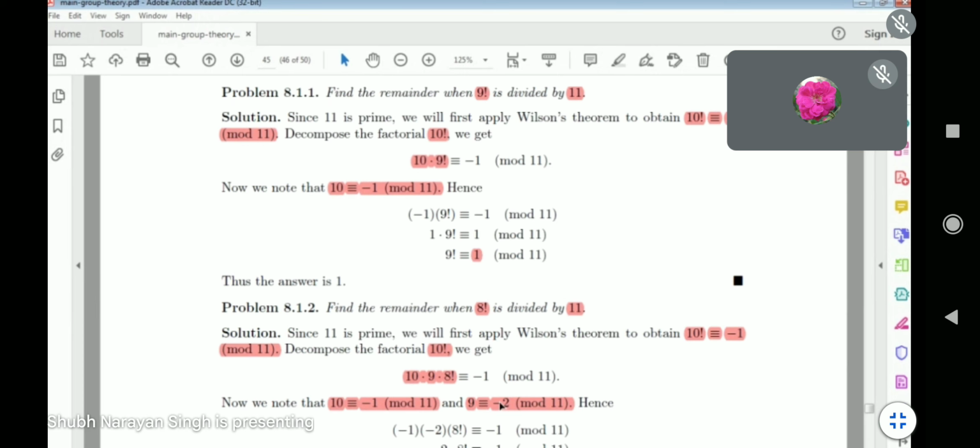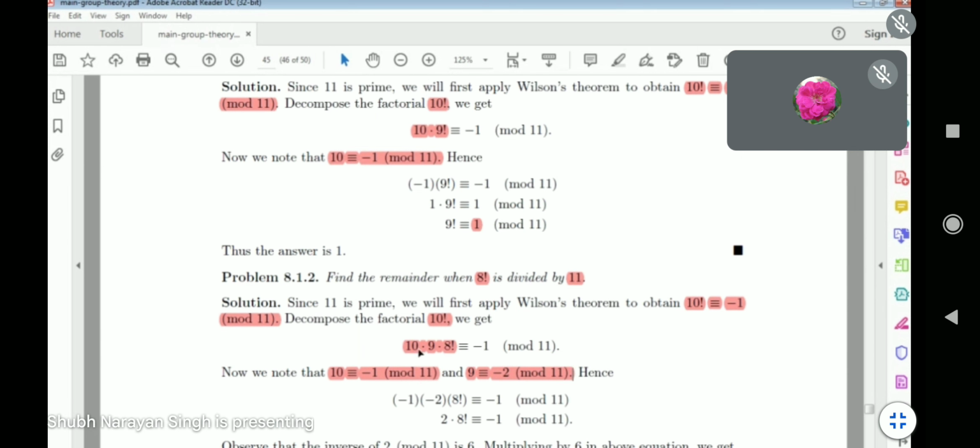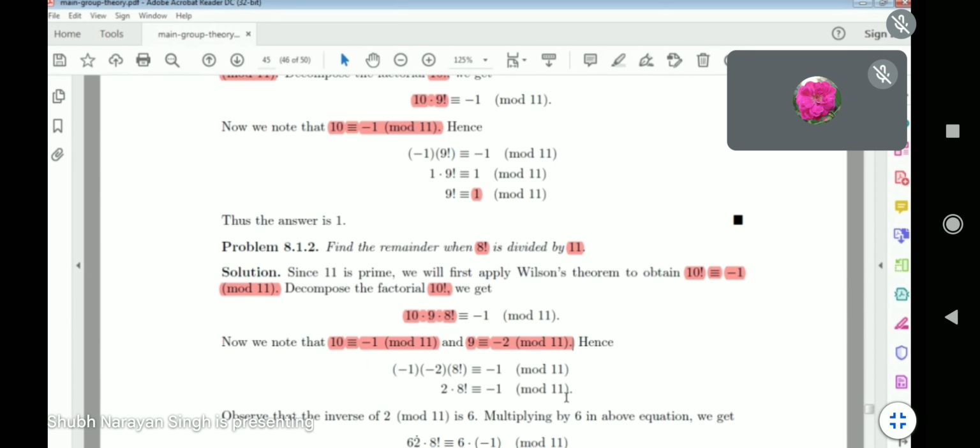So I just replace 10 by minus 1 and 9 by minus 2, and I get this equation: minus 1 into minus 2 into 8 factorial is congruent to minus 1 modulo 11. After simplification, this is nothing but 2 into 8 factorial is congruent to minus 1 modulo 11.